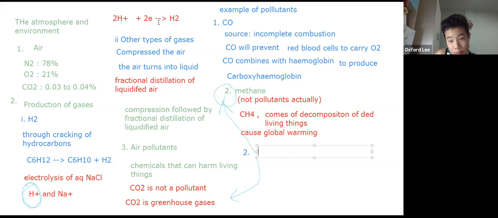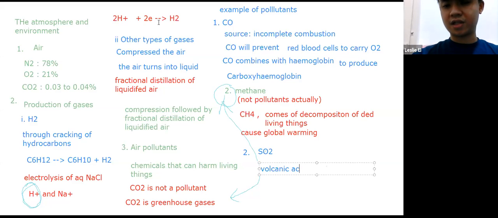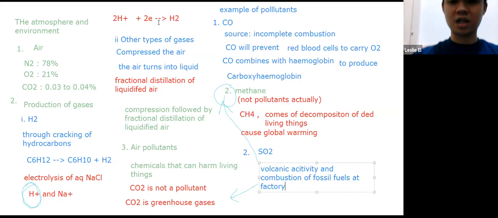Next one, sulfur dioxide. Sulfur dioxide is a pollutant. It comes from volcanic activity, and usually from combustion of fossil fuels. In a factory, usually the scale is quite big, and it can produce SO2. So why is it a pollutant?